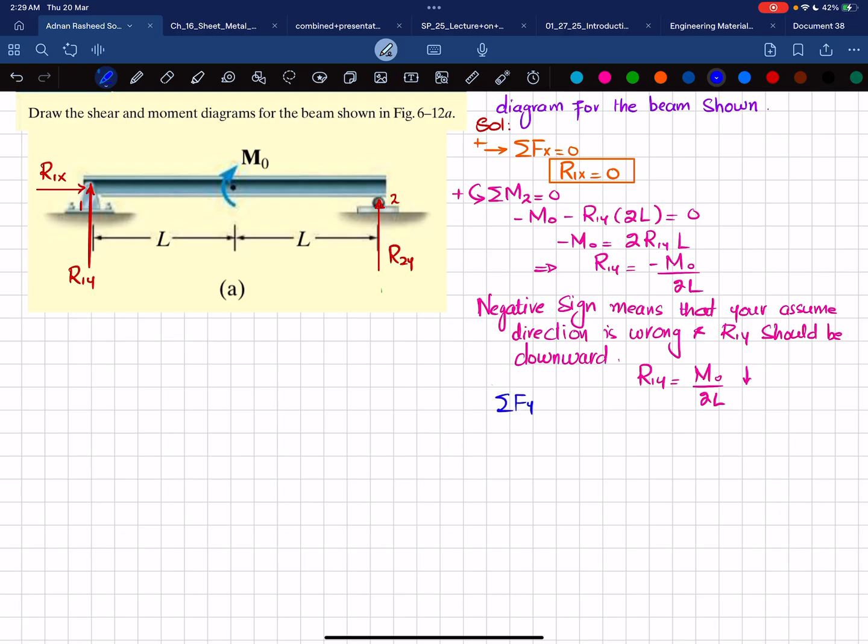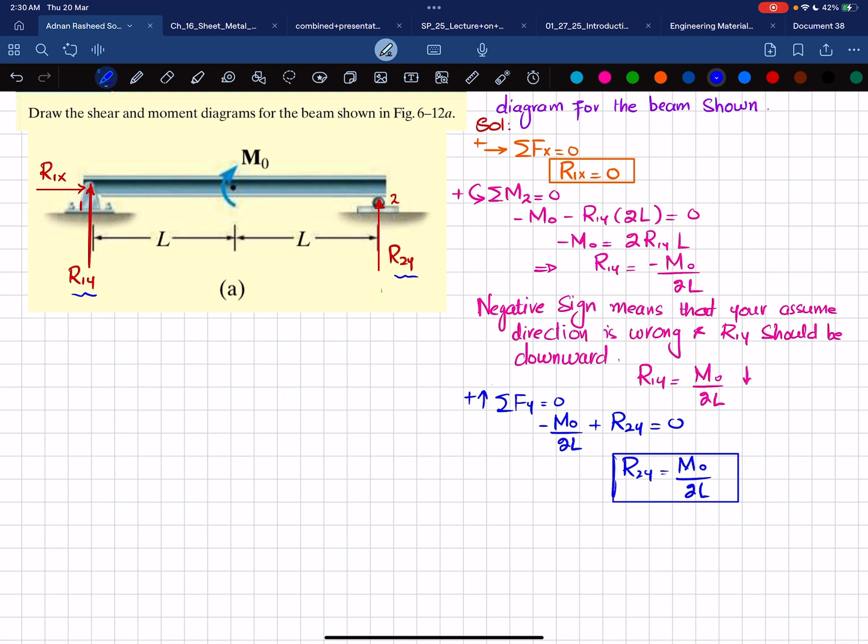Now we'll find R2Y by using the third equation of equilibrium, that the sum of all forces along the y direction must be equal to 0, and upward force is taken as positive. Along the y direction, one force is R1Y and another one is R2Y. R1Y is downward, so it will be minus M0 over 2L plus R2Y, which is taken as upward, is equal to 0. So from here R2Y will be equal to M0 over 2L. Since its value is positive, it means that your assumed direction of R2Y, which is upward, is correct. The reason I took R1Y upward was to show you that you can take any direction and your answer will tell you whether it was taken correctly or wrong.